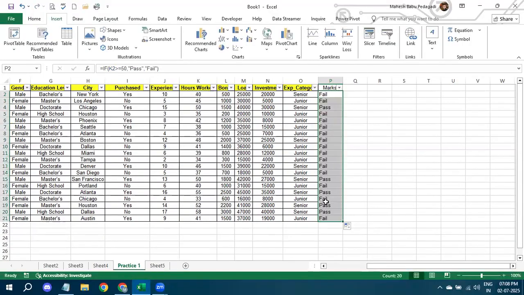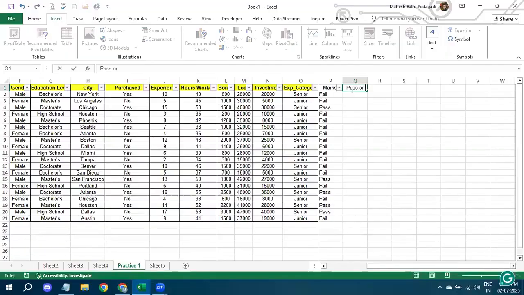For the numbers, no need to mention the quotation. Pass or fail again, by using the numbers. In the if condition, if this value is greater than or equal to 50, I will say 1, otherwise 0. Did I mention quotations for numerical values? No, sir. I was not in the beginning of the class, so I didn't know.